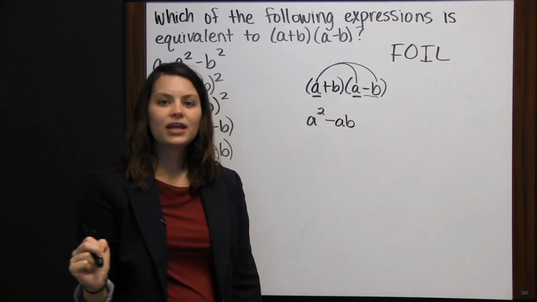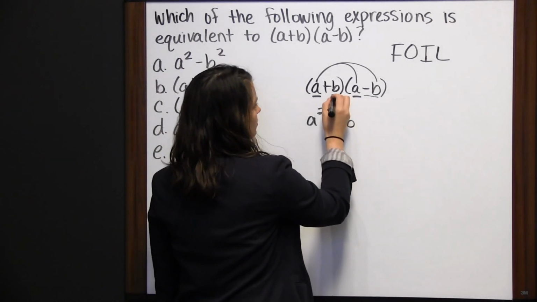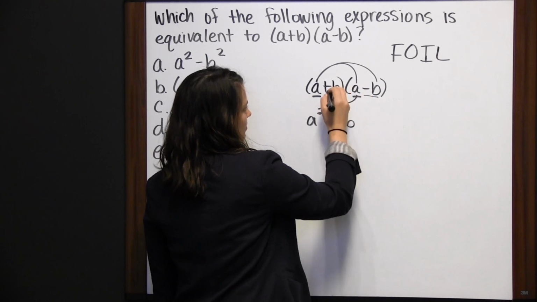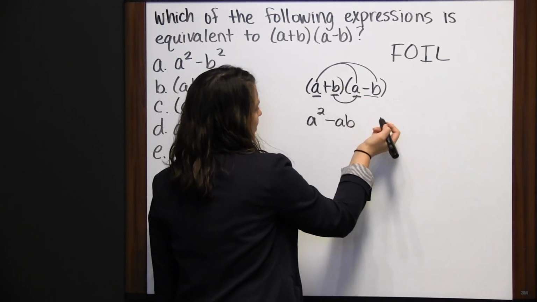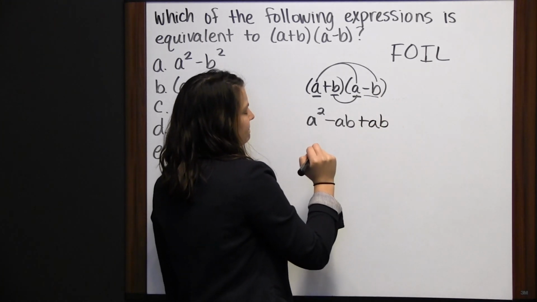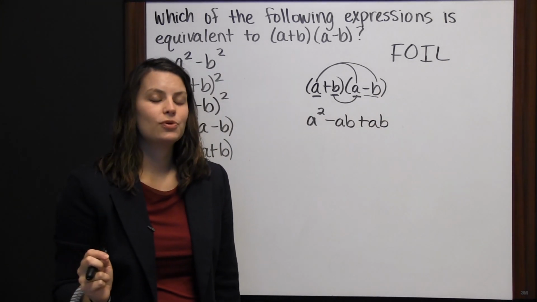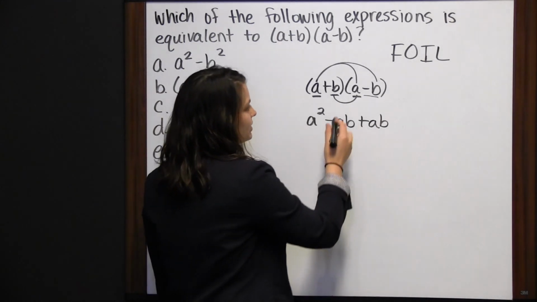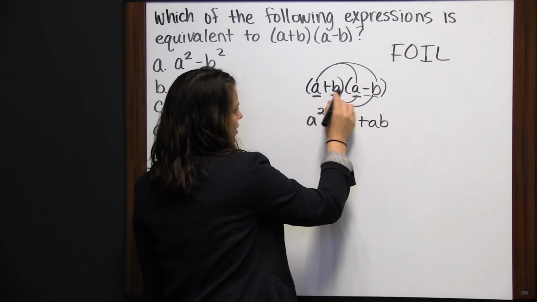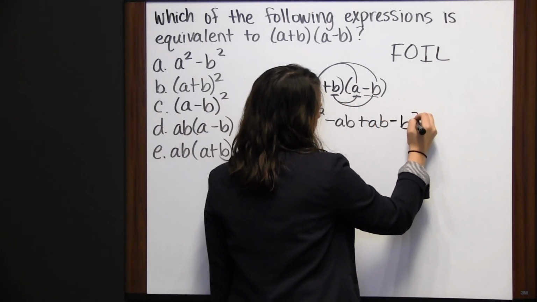I stands for inner or inside. So you multiply the two terms on the inside, B and A. B times A is BA or AB, so plus AB. And finally, the L stands for last. So you multiply the two terms that are in the last positions of each set of parentheses. Positive B times negative B, which is negative B squared.